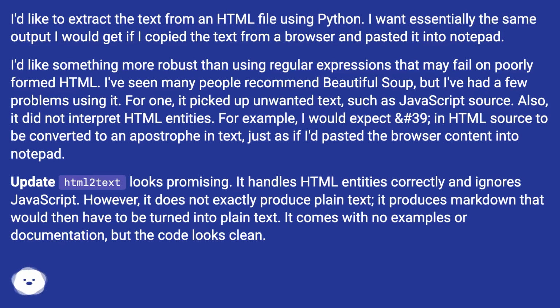I've seen many people recommend Beautiful Soup, but I've had a few problems using it. For one, it picked up unwanted text, such as JavaScript source. Also, it did not interpret HTML entities. For example, I would expect an HTML entity in the source to be converted to an apostrophe in text, just as if I'd pasted the browser content into Notepad.